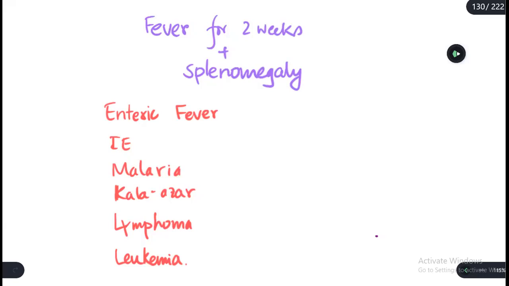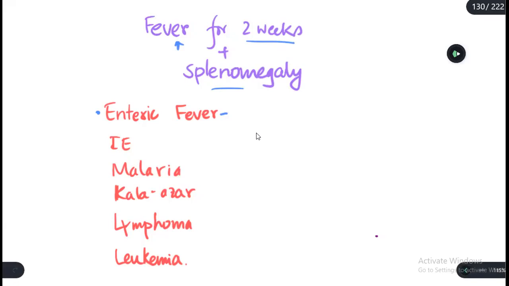Let's talk about the differential diagnosis for a patient presenting with fever for 2 weeks and splenomegaly. So the first thing that should come to mind is enteric fever or typhoid. It's classically a cause of fever with splenomegaly. And typically, enteric fever is a continuous fever and has a step-ladder pattern and oftentimes has relative bradycardia.